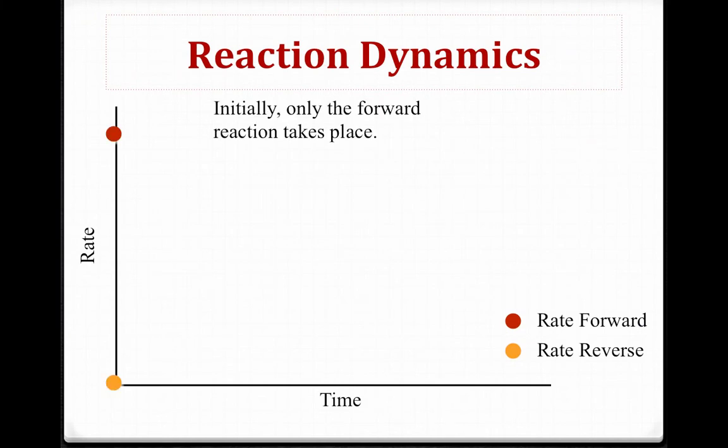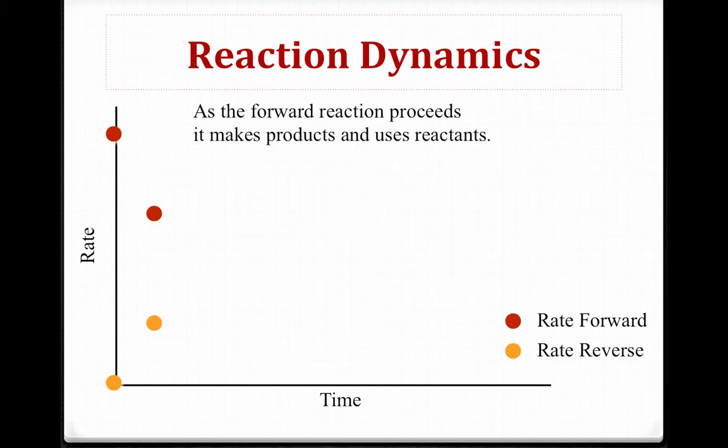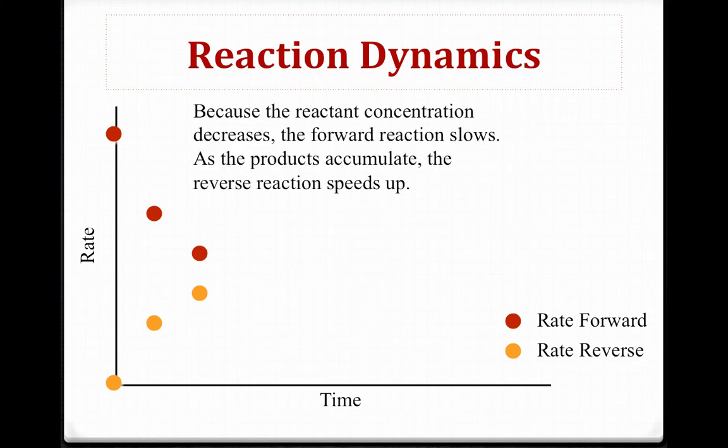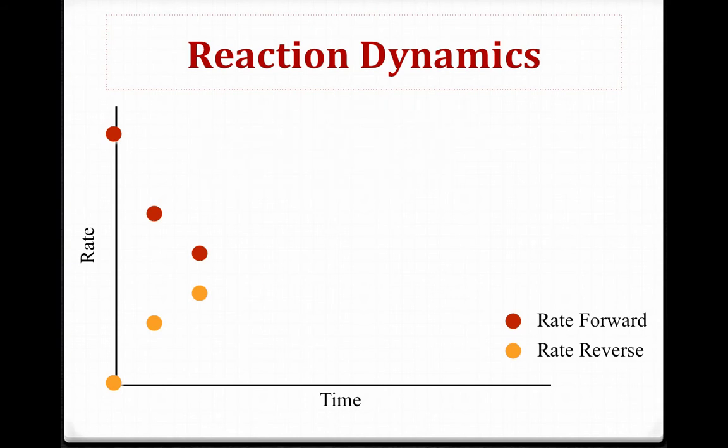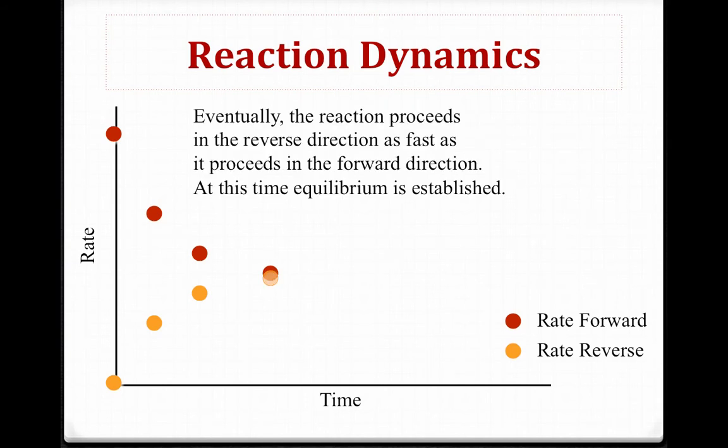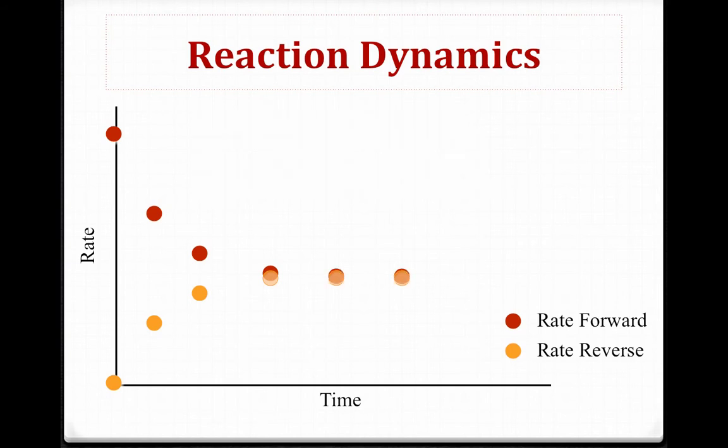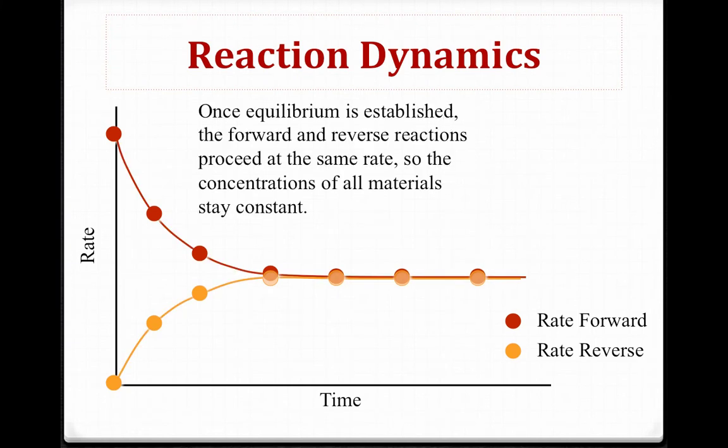But in a rate graph, you're actually going to start with initially only the forward reaction taking place. So it's only going in the forward reaction, there are no products. At the beginning, the product concentration most of the time is 0. As the forward reaction proceeds, it makes products and uses reactants. Because the reactant concentration decreases, the forward reaction slows, and as the product accumulates, the reverse reaction speeds up. So the rates are actually meeting each other. Eventually, the reaction proceeds in the reverse direction as fast as it proceeds in the forward, and you're going to have equilibrium established. Remember that this is the rate comparison, not the actual concentrations.